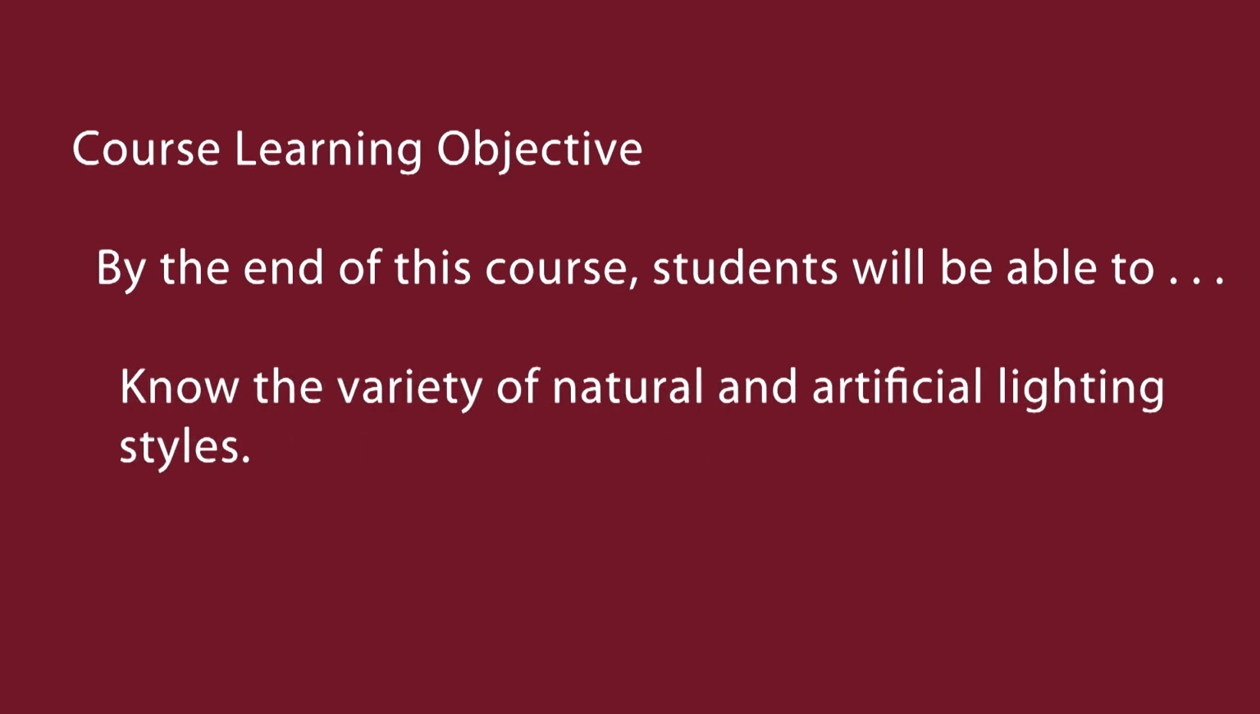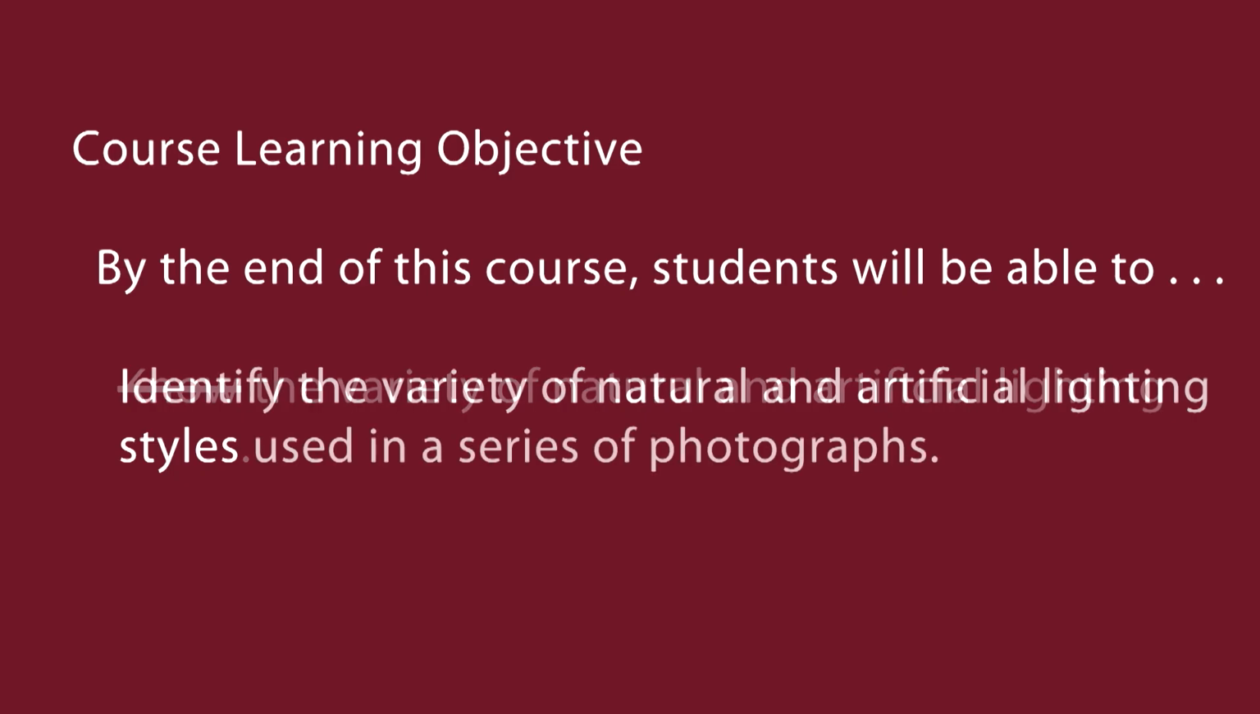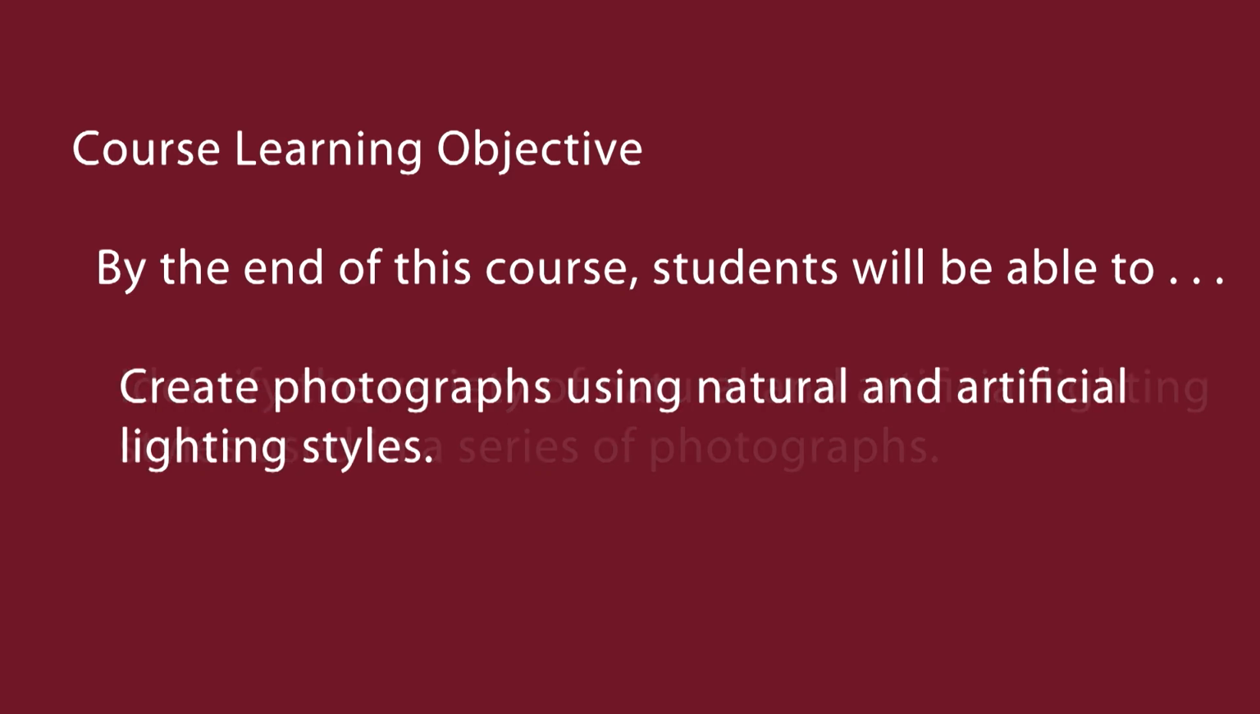And a third that is not measurable is know the variety of natural and artificial lighting styles. While we can measure knowledge, the verb to know is not measurable in and of itself. Try something along the lines of identify the variety of natural and artificial lighting styles used in a series of photographs. We're going to get a little more granular with my chosen course objective. Create photographs using both natural and artificial lighting styles.